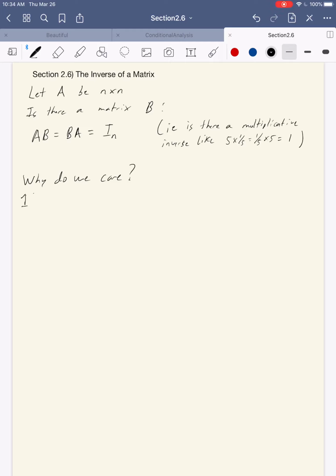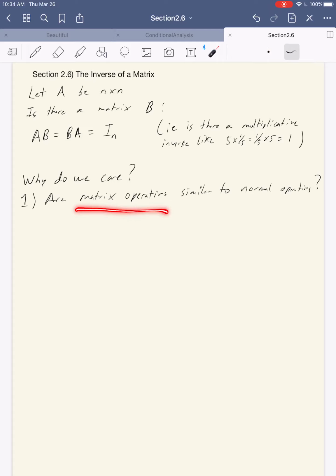One is we want to know: are matrix operations similar to normal operations? So if you think about it, we've been investigating this idea of whether or not matrix operations are similar to normal operations for quite a while now.